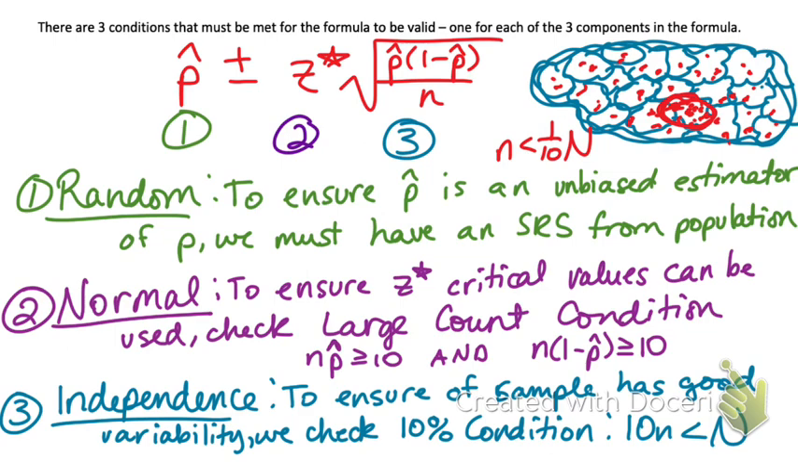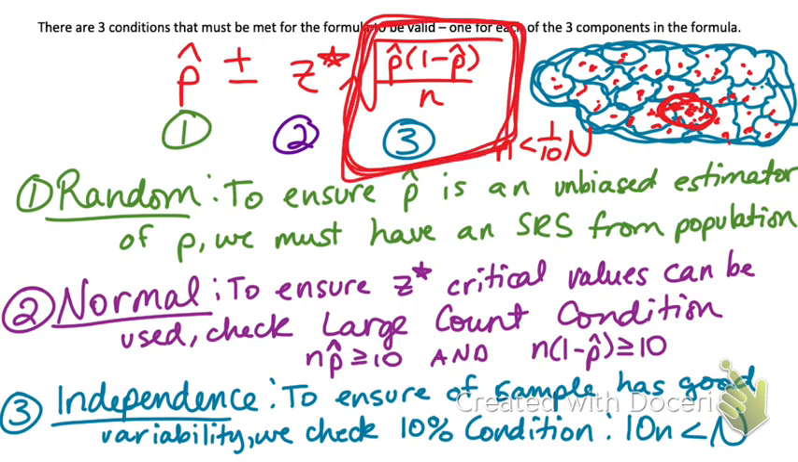That goes with our standard error part of the formula, because standard error is the variability in the sample, and this goes along with why we want to make sure we're not taking too big of a sample. We want good variability in the sample. So that's why we check the 10% condition. All right. We call it the independence condition because we're making sure that each subject in the sample is independent of every other subject or every other person's opinion.